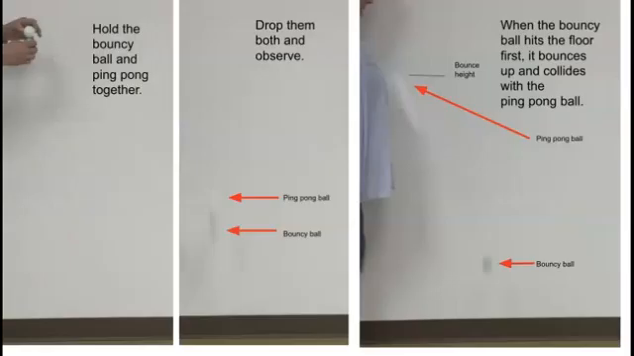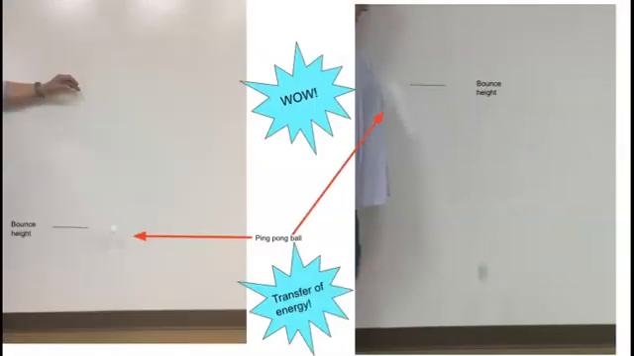Now, hold the bouncy ball and ping pong ball together with the ping pong ball directly on top of the bouncy ball. Drop them both and ask students, what energy changes did you observe? Students might respond that sound was produced, there was a change in motion, or they noticed that the ball didn't go as high this time. Students should see that the bouncy ball had more energy than the ping pong ball by seeing how high each bounced when dropped on the floor separately.